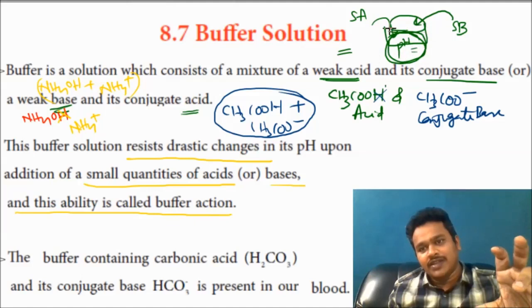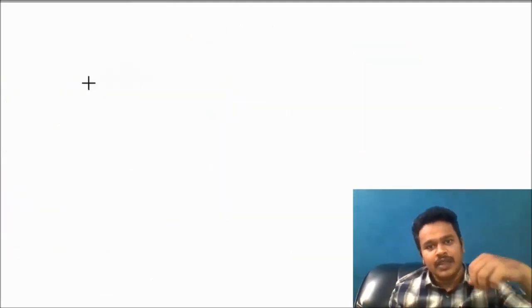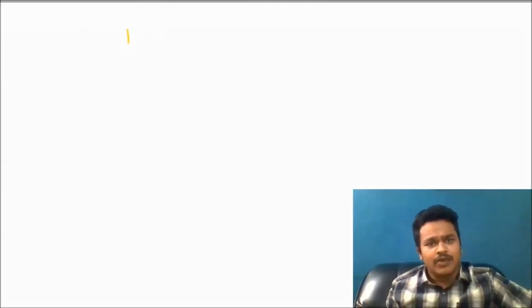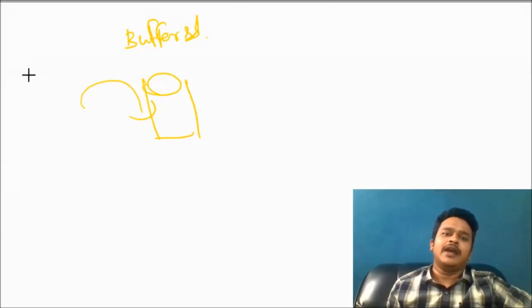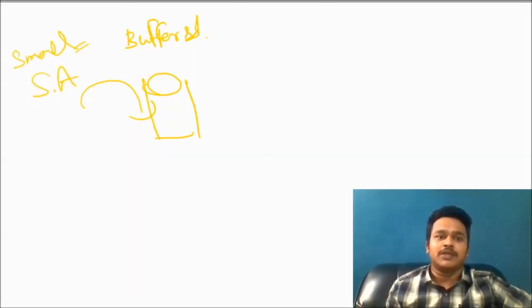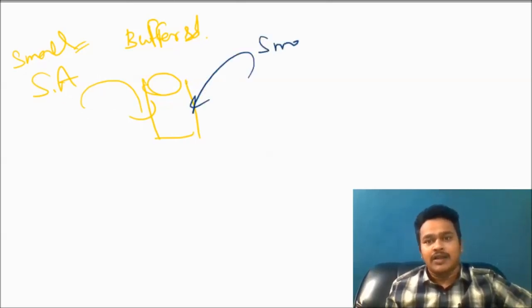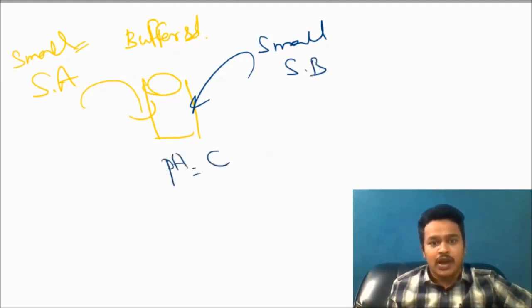If it is a buffer solution, what does that mean? I am taking one buffer solution. I can add a small amount of strong acid. Small is compulsory. Small amount of strong acid, otherwise I can add a small amount of strong base. The pH should be almost the same. I can say it is constant.